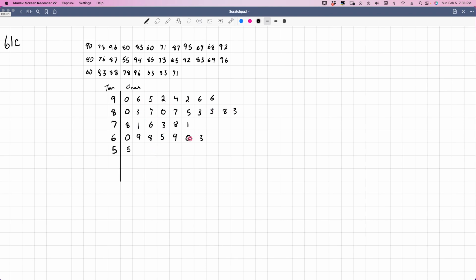Now you can see they are not in any kind of order. This is just the order that they were listed. If I had a 90, I wrote down a 0. If I had a 78, I wrote down an 8 next to the 7. The next number was 96, so I put a 6 down. The next number was 80, so I wrote a 0 next to the 8. And that's what I did.